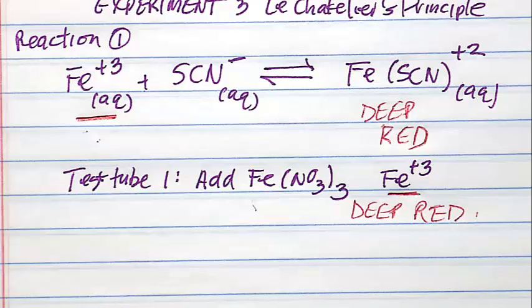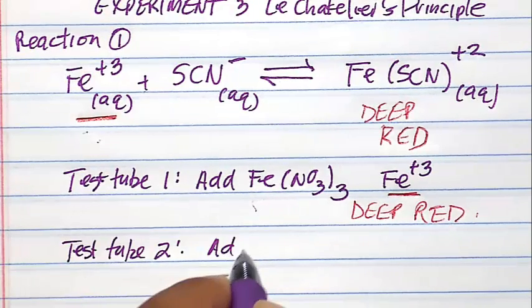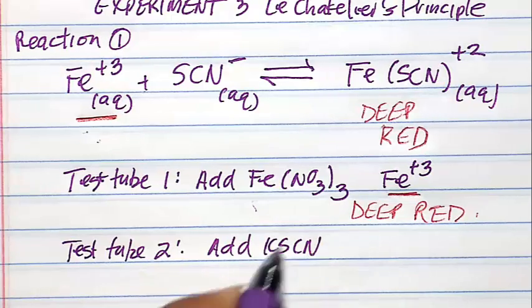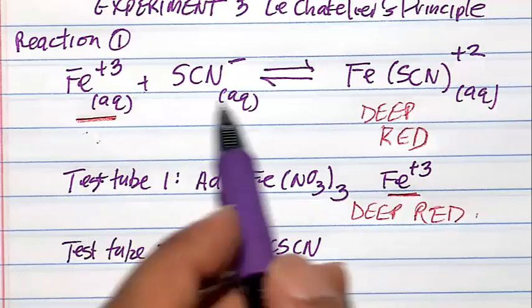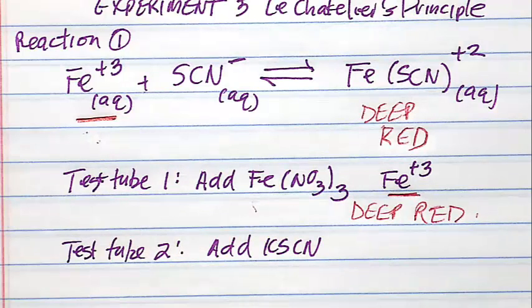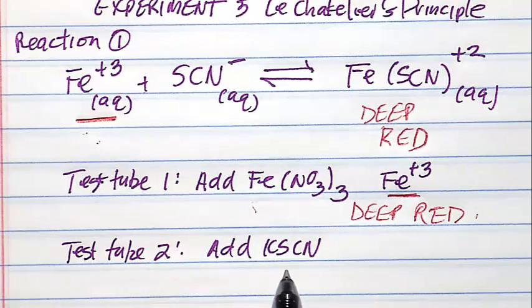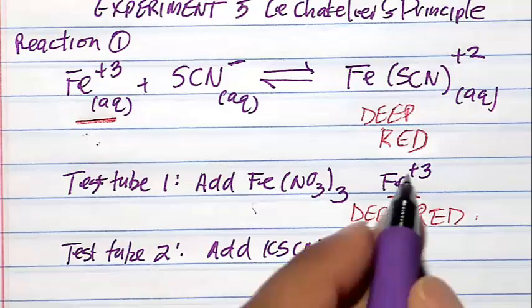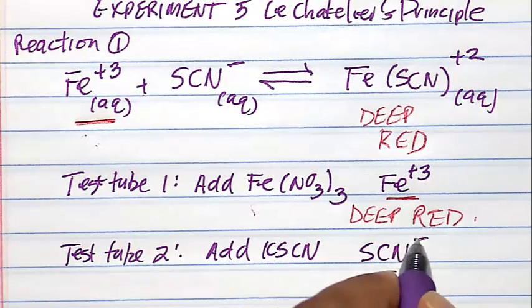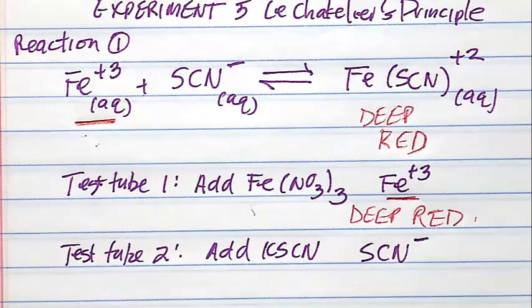What about in test tube number 2? Asked to add potassium thiocyanate. Okay, so what are you really adding when you're adding potassium thiocyanate to this reaction? Well, you're going to do this reaction, put some of it in test tube number 2. Do that, externally add thiocyanate. Okay, again, just like here the nitrate was the spectator ion, here the potassium is a spectator ion. You're really adding thiocyanate. And when you add thiocyanate, what are you doing?